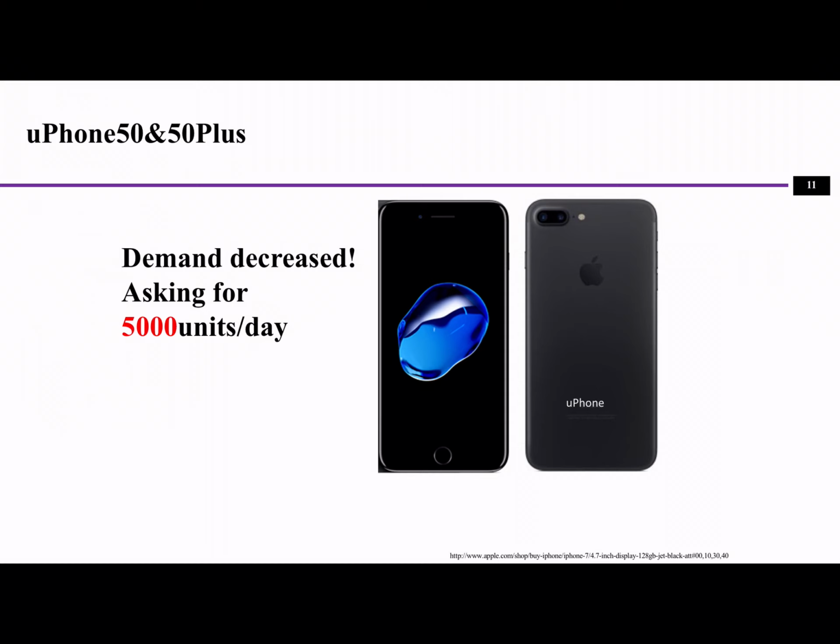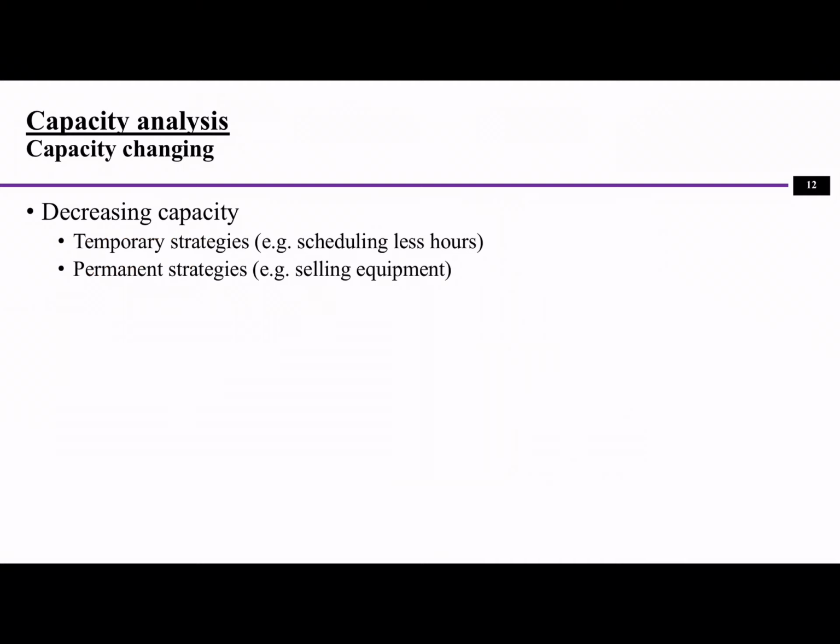All right, now let's look at another scenario: if the demand decreases, what should we do with our capacity? Just now the scenario was demand increase, and we listed several different ways we can increase our capacity. Now, with demand decrease, what should we do? Now the company is actually asking for 5,000 units per day instead of 10,000 units per day.